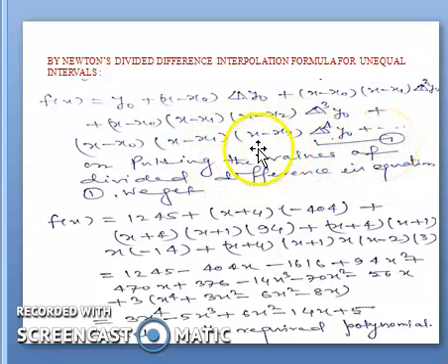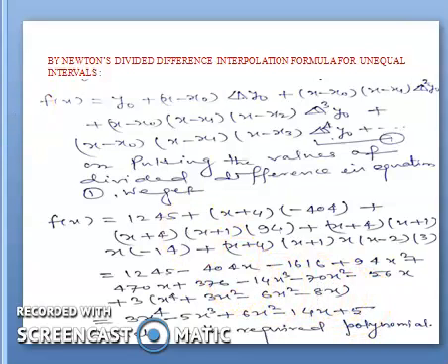Now on substituting all these values of x0 and del of y0, del square of y0, del cube of y0 and del to the power 4 of y0, and the value of x, after simplification we get the result in polynomial form, that is 3x to the power 4 minus 5x cube plus 6x square minus 14x plus 5, which is the required polynomial.